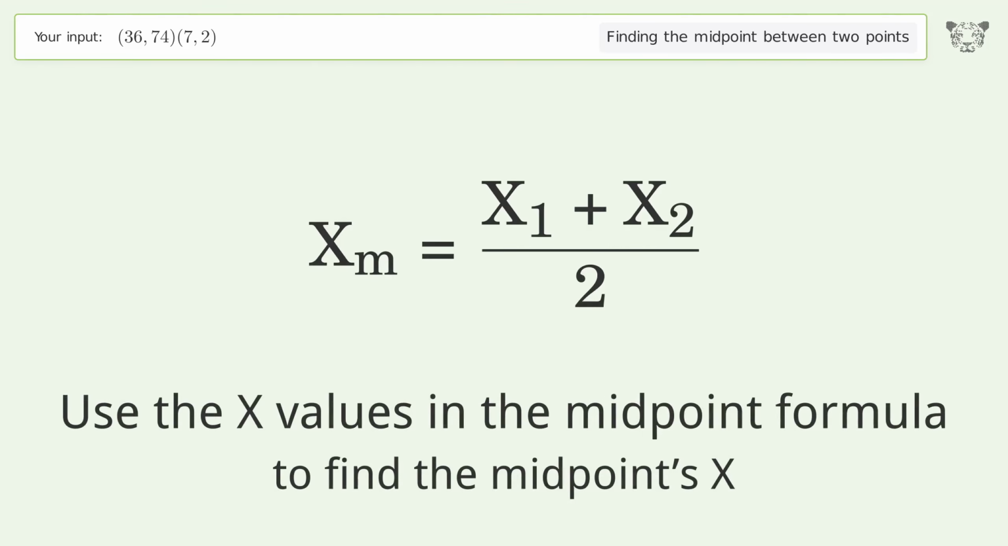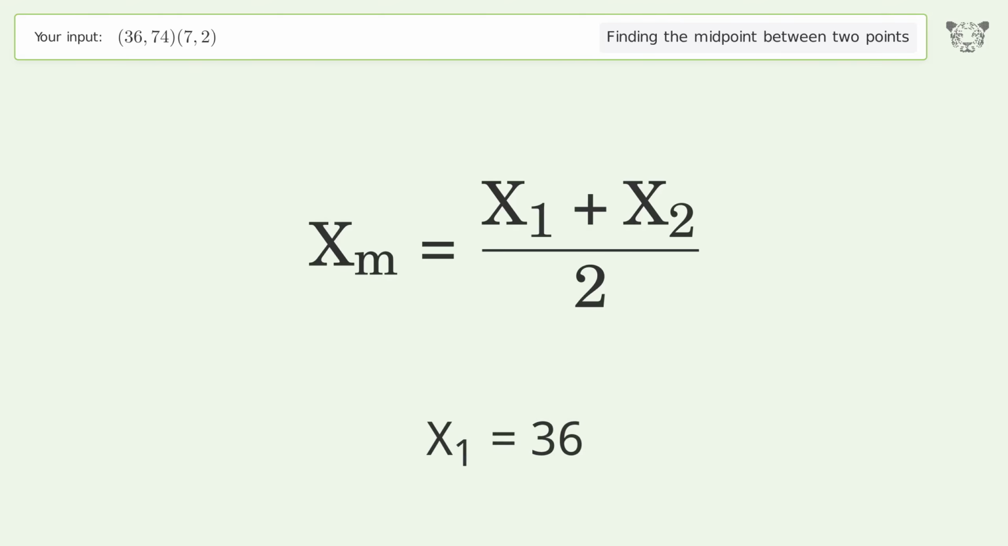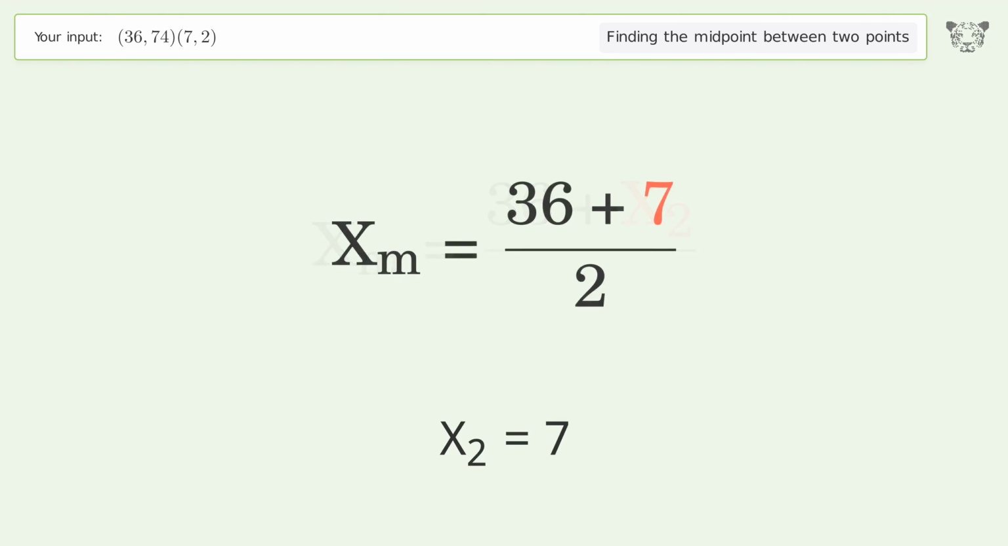Use the x values in the midpoint formula to find the midpoint's x. x1 equals 36. x2 equals 7. Simplify the arithmetic.